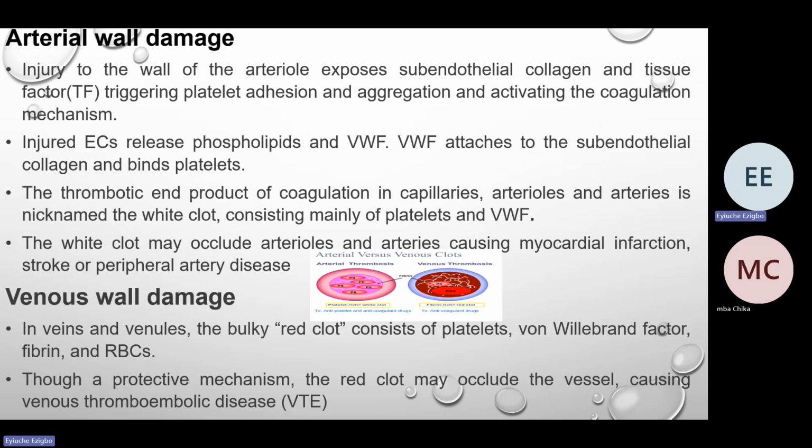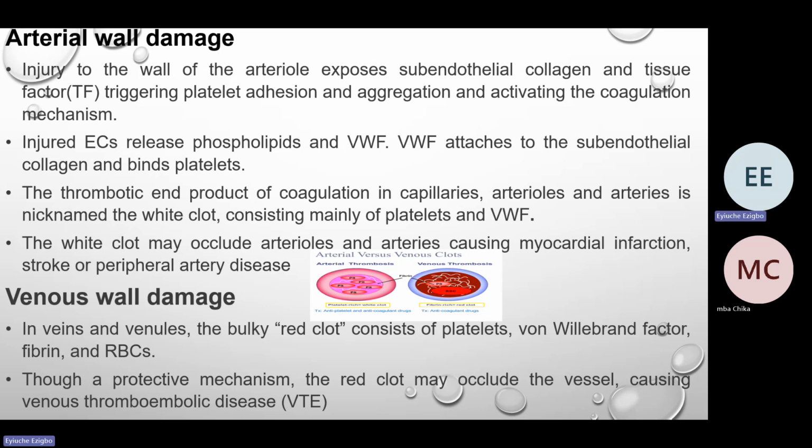So I was trying to lay some background before we go into the mechanisms of coagulation. If an arterial wall is damaged, it exposes the subendothelial collagen and tissue factor, triggering platelet adhesion and aggregation and activating the coagulation mechanisms. Injured endothelial cells release phospholipids and von Willebrand factor. The von Willebrand factor attaches to the subendothelial collagen and binds platelets.